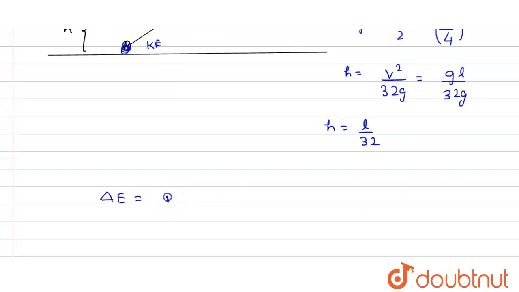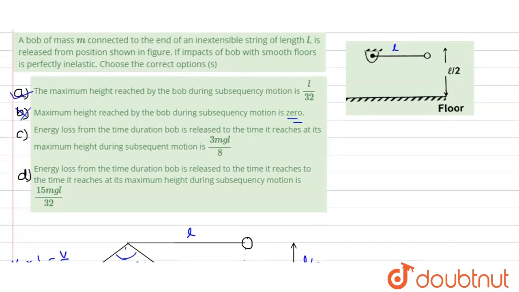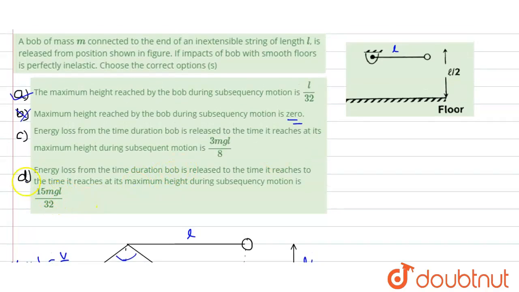So delta E would be equal to mgl by 2 minus mg L divided by 32, because now the height is L by 32 and initially the height was L by 2. If we solve this, it turns out to be 15 divided by 32 mgl, and this energy would be lost, because the collision is inelastic. So the correct option would be 15 mgl divided by 32. That means D is also a correct option. C would be wrong. So the correct options are A and D.